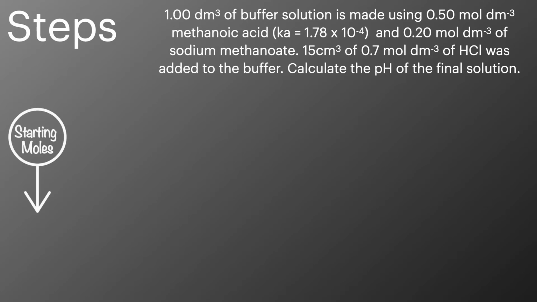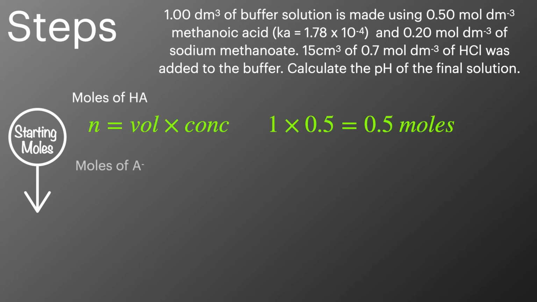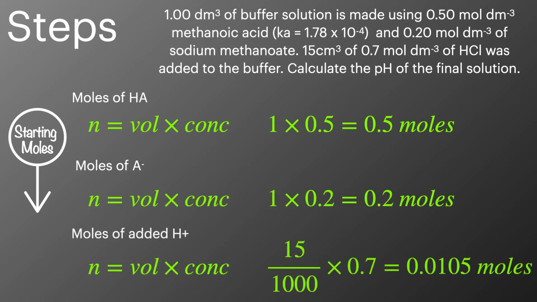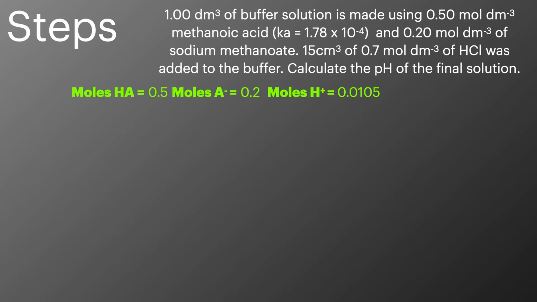In the first step, we're going to need to calculate the starting moles of HA, A- and H+. This is a relatively straightforward process using an equation which you'll be quite familiar with. It's really important that we don't forget to look at the volumes and make sure that we convert to decimeters cubed where required. In this second step, we're going to work out the new concentrations of HA and A-.